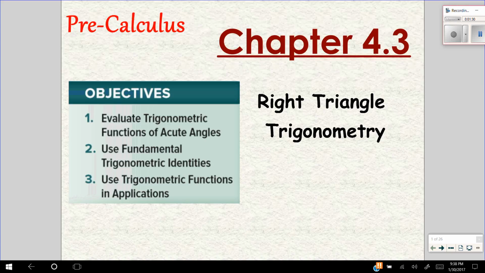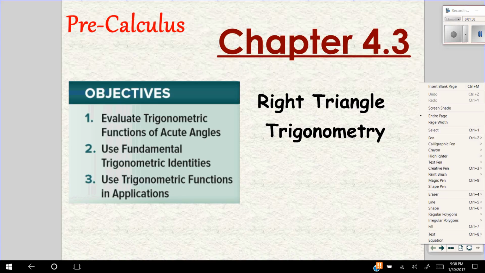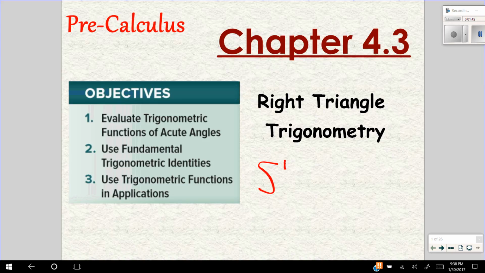Today we're looking at right triangle trigonometry, which hopefully you guys remember. The acronym that we use for this is SOHCAHTOA. So sine is opposite over hypotenuse, cosine is adjacent over hypotenuse, and tangent is opposite over adjacent. Those are the three super basic trig functions.